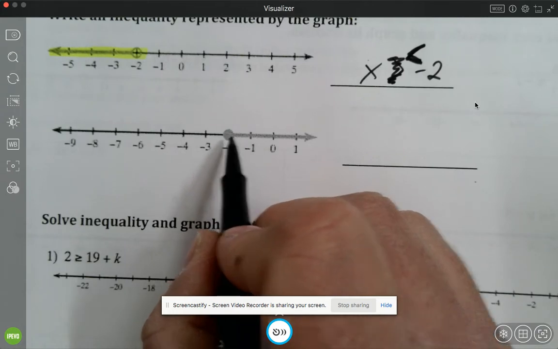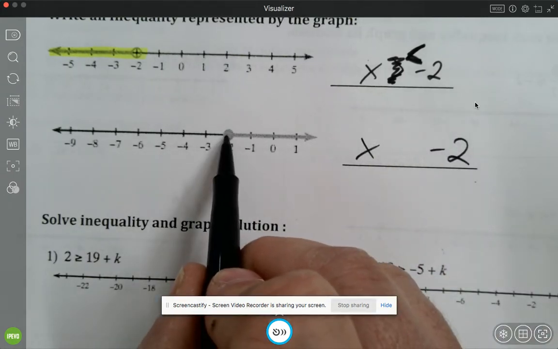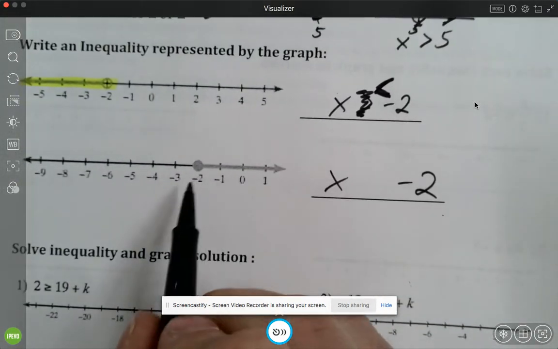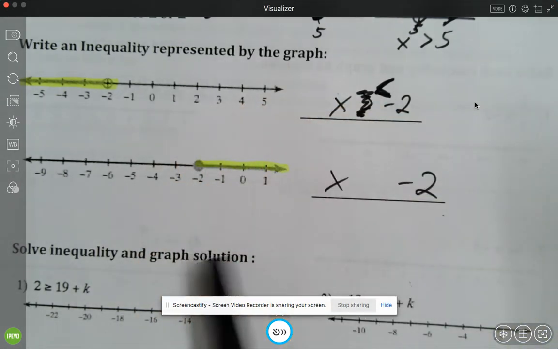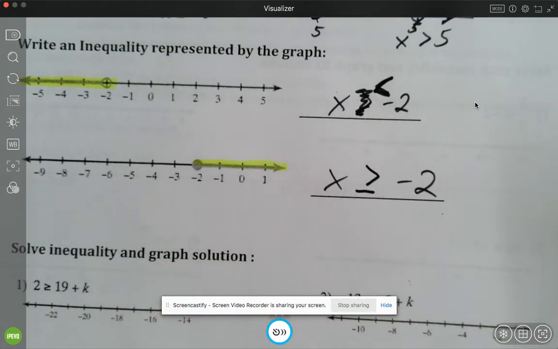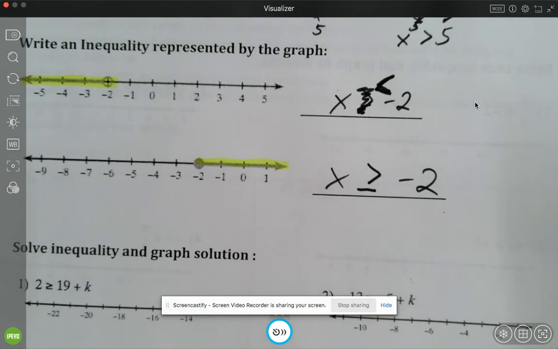So this one, again, we're looking at -2 as the solution, but you can see it's a closed dot, so I want to be using one of these symbols. So these are showing me all the numbers that are greater than or equal to -2. So I'm going to go greater than or equal to because of the closed dot. I use the line underneath because -2 is part of the solution, like that.